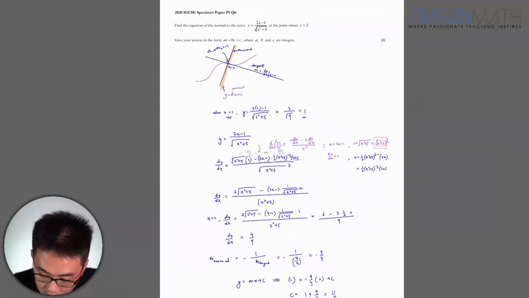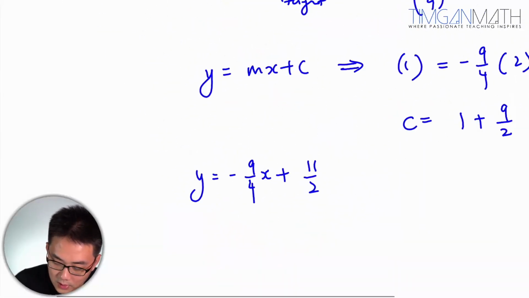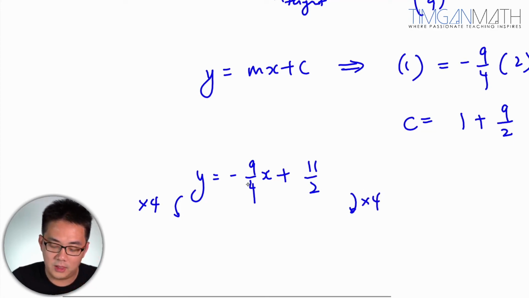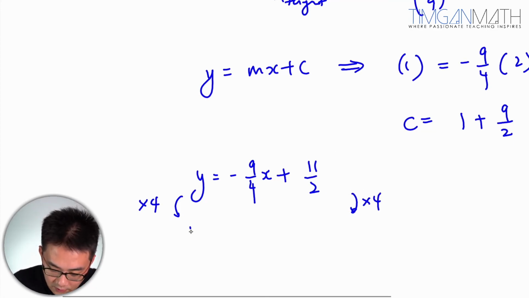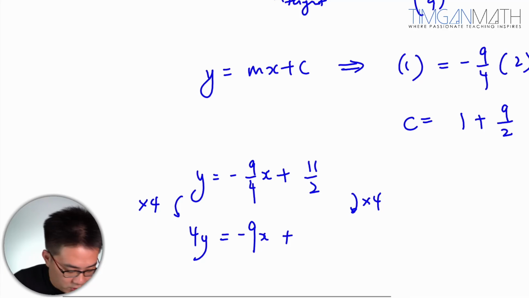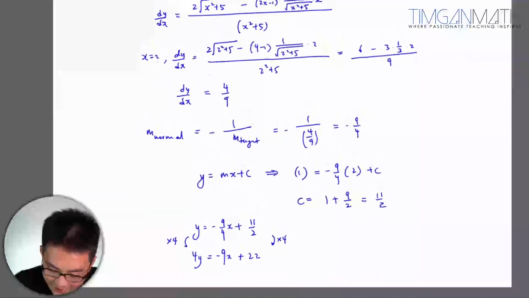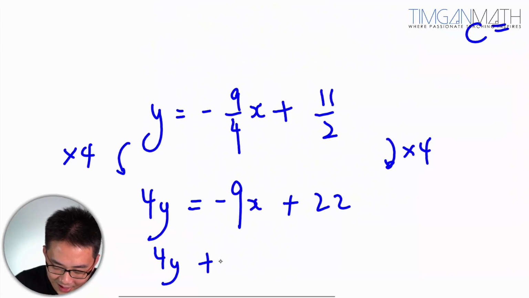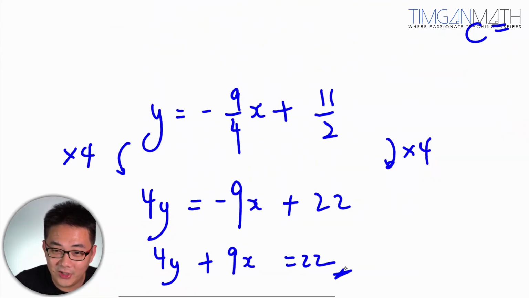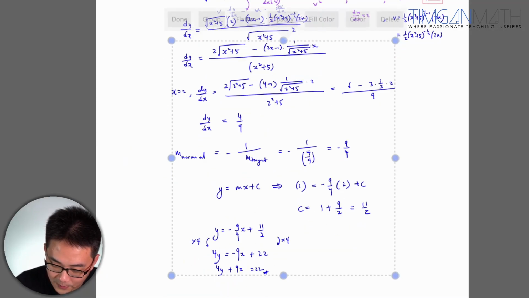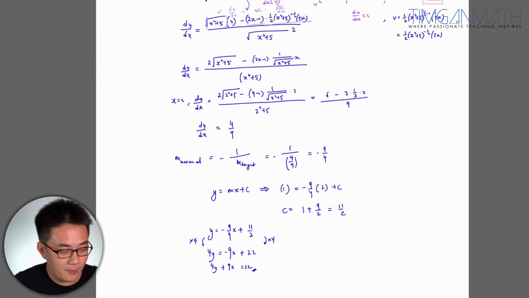What do they want? They want us to express it in that form. So I'm going to multiply by 4, because 4 is the most annoying one here. This will be 4y equals minus 9x after multiplying by 4, and the 11 over 2 multiplied by 4 will be 22. So this expression can be expressed as 4y plus 9x equals 22. There you go, this is the answer. Any questions or comments, please do let us know. Keep practicing, and I'll see you in the next question.